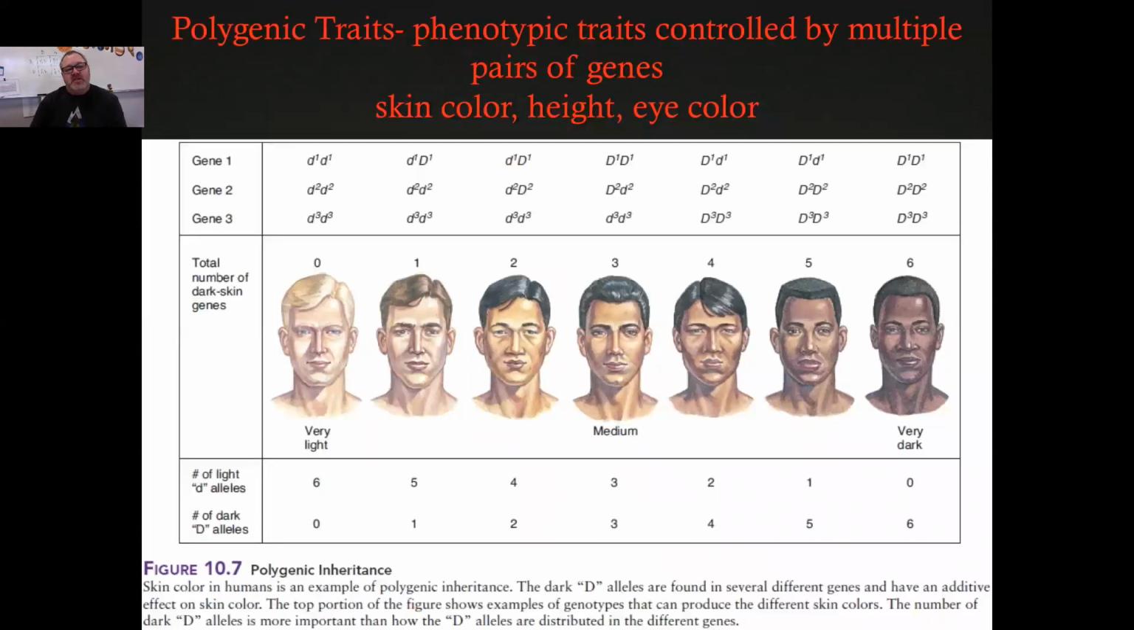Some traits are polygenic. Poly means many, so this means that they are controlled by many genes, or multiple pairs of genes. Things like skin color, height, eye color. Those things are all controlled by a whole bunch of different genes. We talk about brown eyes versus green. Realistically, it's not that simple. Those traits are controlled by many genes.